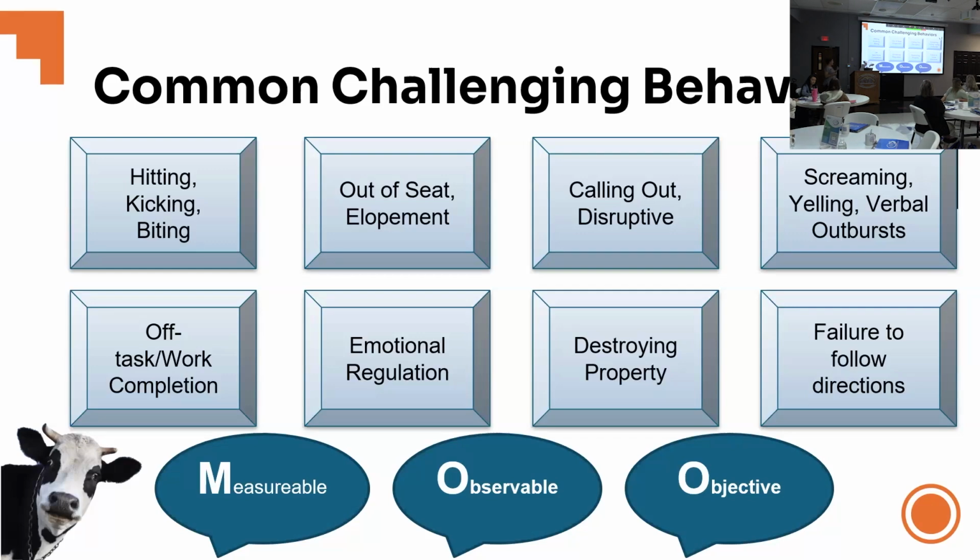When we think about challenging behaviors, I want you to think about it in MOO. My friend Mandy Carter taught me this. MOO stands for, when we define behavior, it has to be measurable. We have to be able to observe it. So if I am a stranger and I come to your classroom and you tell me, Johnny is having a tantrum, what does that tantrum look like? Johnny is hitting, kicking, screaming. I need it to be something that I could see if I didn't know the child. And it needs to be objective. We need to be able to put those pieces together.